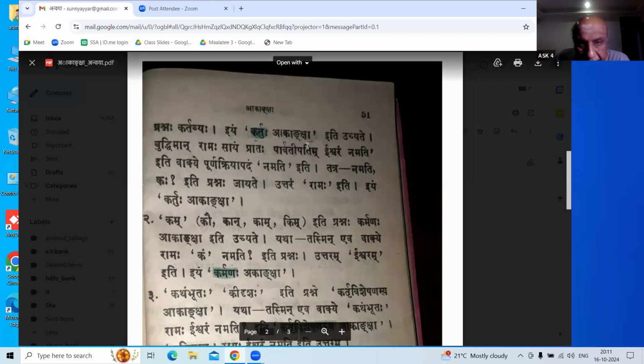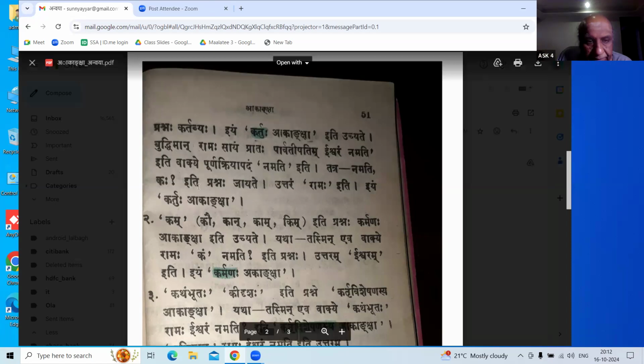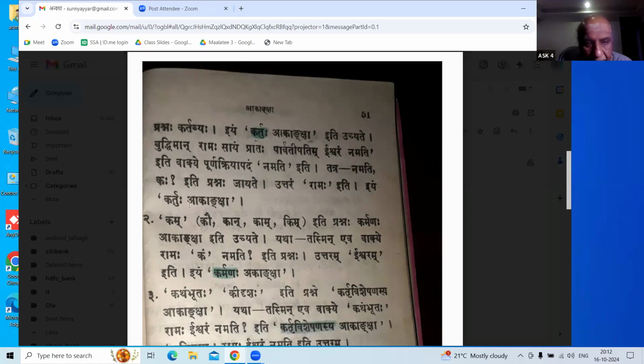Iyam kartuhu akanksha. When we use masculine kaha, the answer is called kartru akanksha. Iti uchyate. Example: Buddhiman Ramaha Sayam Prataha Parvati Patim Ishwaram Namati. In this sentence the purna kriya padam is namati. Tatra namati kaha, iti prashnaha jayate. Uttaram Ramaha, iti iyam kartuhu akanksha.